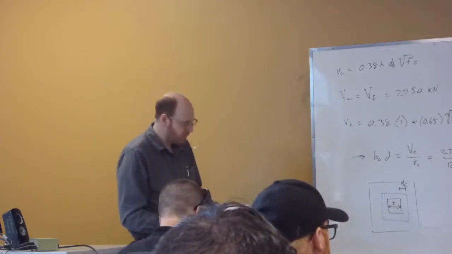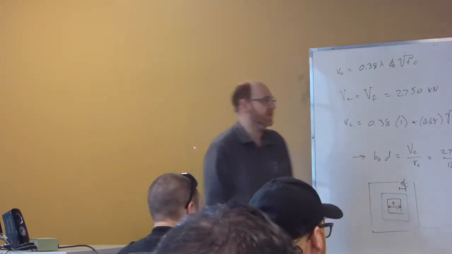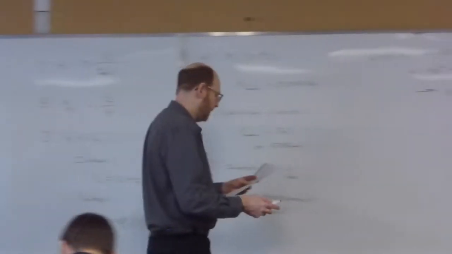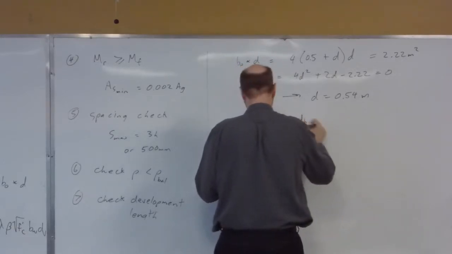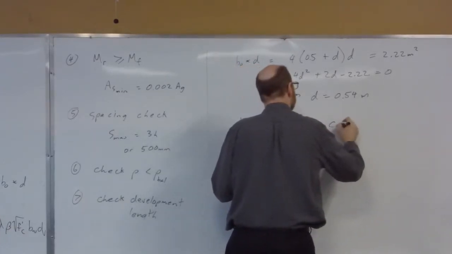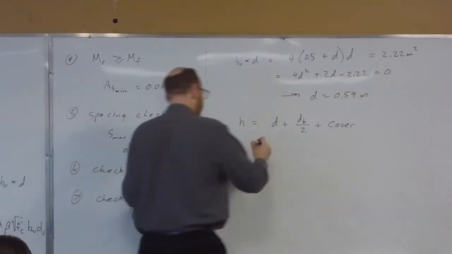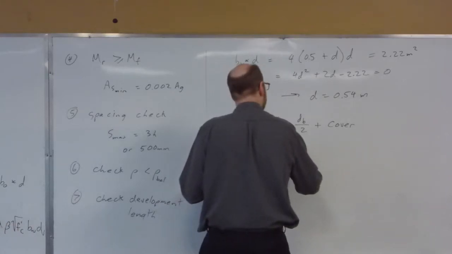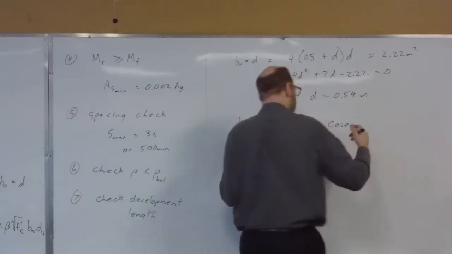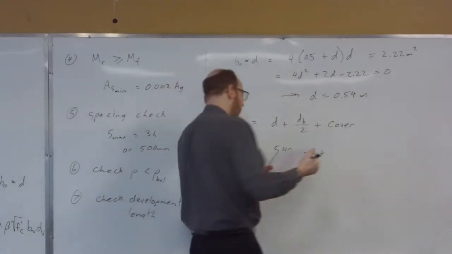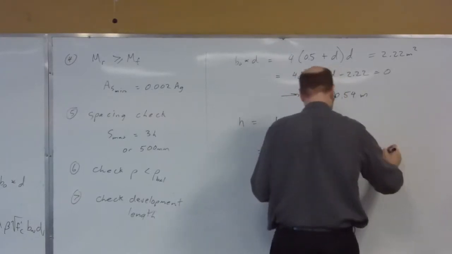Now, with a value for D here, we can calculate our H based on our cover distance. So our H is going to be our D plus our diameter of the bar plus our cover distance. 540 millimeters, there's our D that we plugged in here. Plus, now here we're going to guess a bar size, so I'm going to try 25 M bars. So I'm going to put in 25 over 2, and then cover distance of 75.